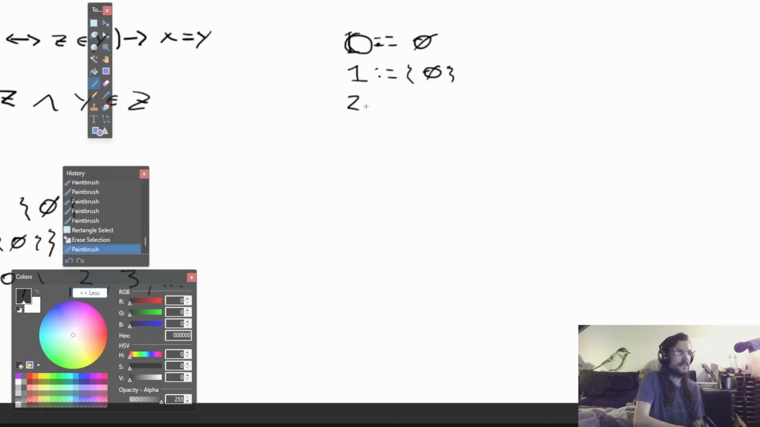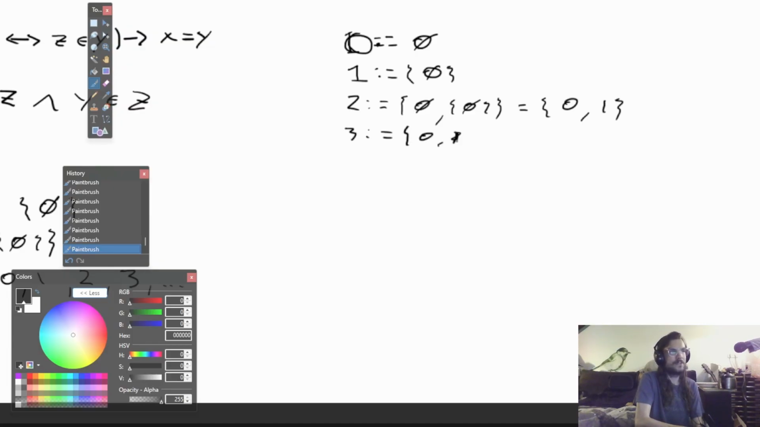We can then define the number 2 as the set with the empty set and the set, and this one like this, which would be equal to 0 and 1 in a set. And then 3 we can define as 0, 1, and 2 in a set, etc., using the third axiom. And then we can use the seventh axiom to put all of these together in a set, and we call that set n. So this is the basics of set theory, and I've gone over Quantors.